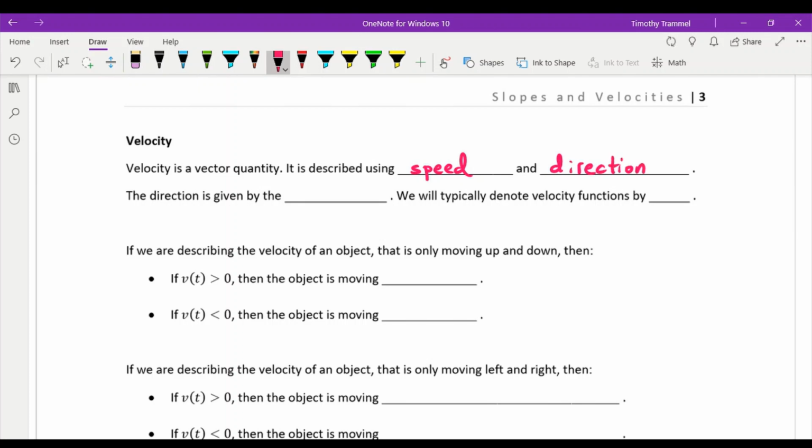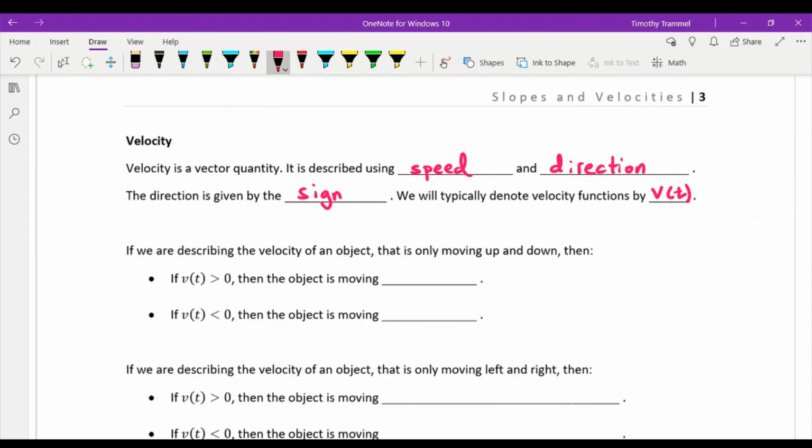Now, we're going to stick with one-dimensional motion for now. And so what that means is our direction is just going to be given by the sign. So if it's positive or negative, it's going to indicate what direction we're headed. And we will typically denote velocity functions by v of t. So you'll probably have quite a few homework questions where you'll see v of t, and it'll represent a velocity function.